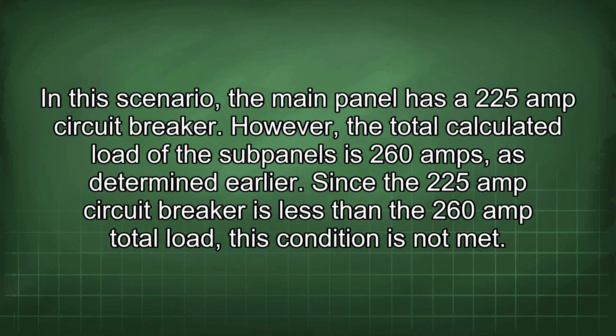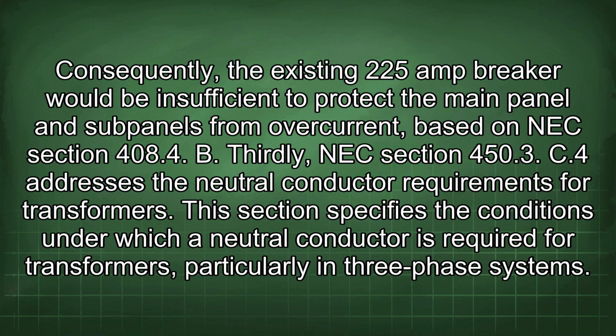In this scenario, the main panel has a 225 amp circuit breaker. However, the total calculated load of the subpanels is 260 amps, as determined earlier. Since the 225 amp circuit breaker is less than the 260 amp total load, this condition is not met. Consequently, the existing 225 amp breaker would be insufficient to protect the main panel and subpanels from overcurrent based on NEC section 408.4 B.